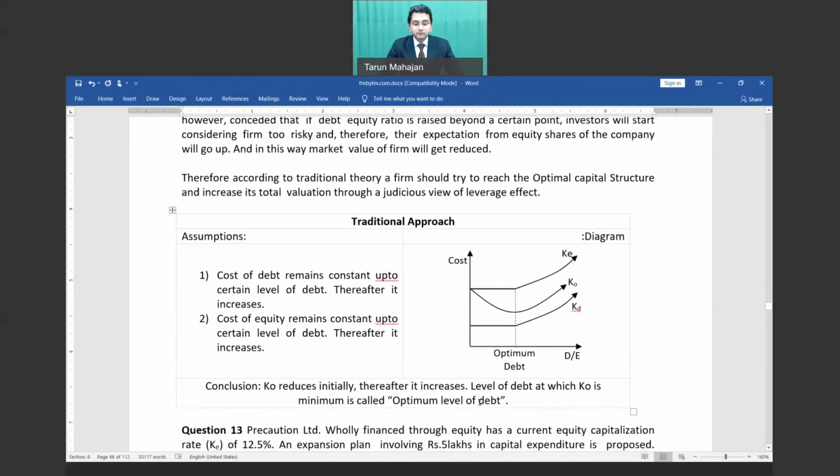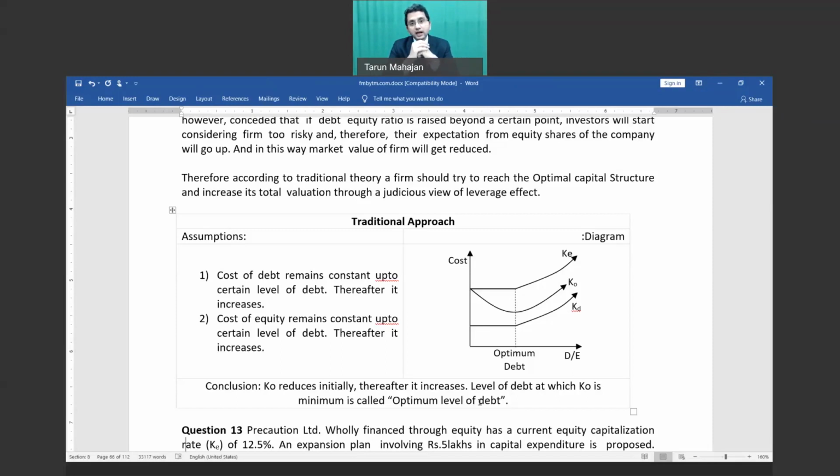See, NI approach is one extreme, which says that even if you increase the amount of debt slightly, you will see that the wealth is affected. WACC is affected. On the other hand, NOI approach is the other extreme. You know what NI is saying? Even a slight change in capital structure will result in change in wealth.